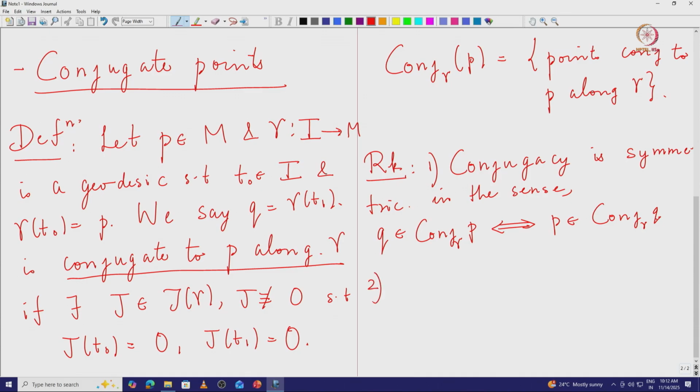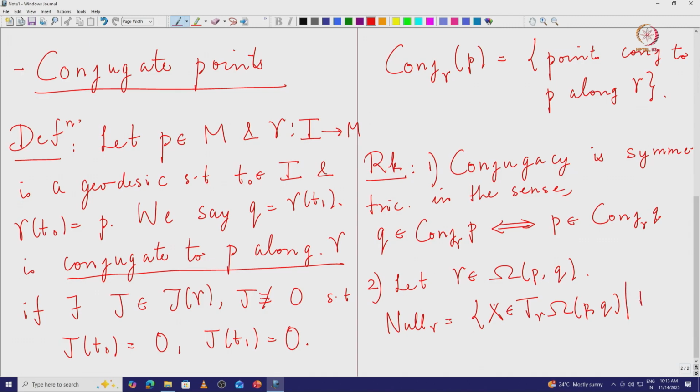The second point is that, let gamma be a curve connecting P to Q, then we define the null space to basically be the set of all vector fields that vanish at the two endpoints, such that the index form I of X, w is 0 for all other w, right.